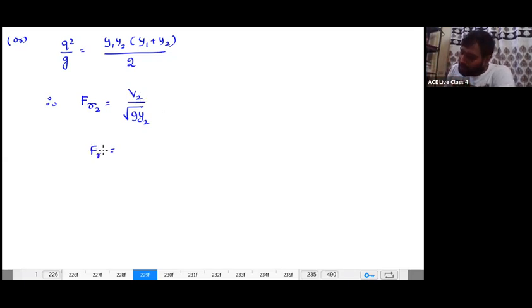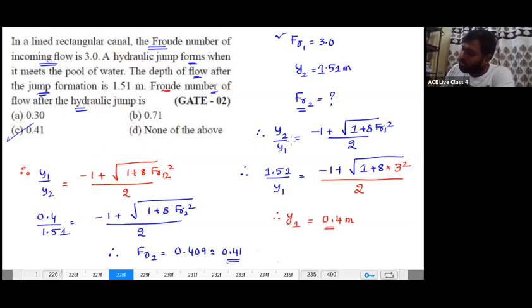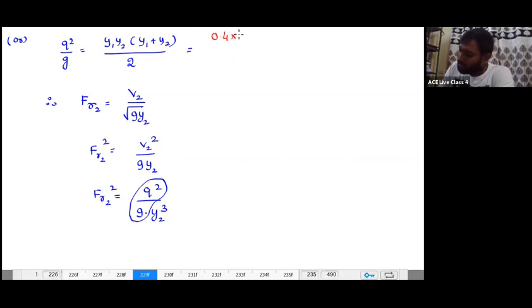Or FR2 square is equals to V2 square by G Y2, and I can write this further as Q square by G into Y2 cube. Can I write like this? Yes or no? So now I can find FR2 square, and from there I can find FR2. If you observe, this is Q square by G. So now find Q square by G. Y1 I have as 0.4, Y2 1.51, so 0.4 into 1.51 into 0.4 plus 1.51 by 2.